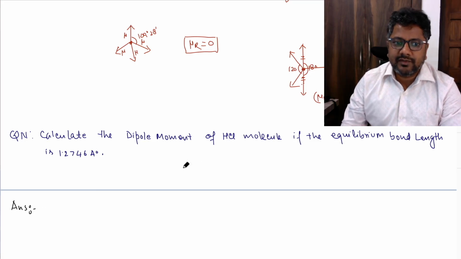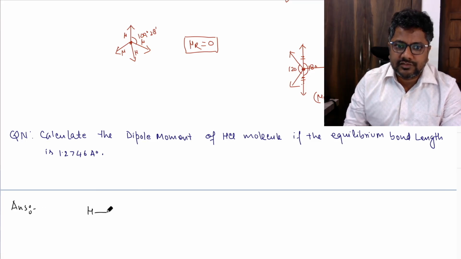Calculate the dipole moment of HCl. So first you have to draw the structure of HCl. This is delta negative, this is delta positive.